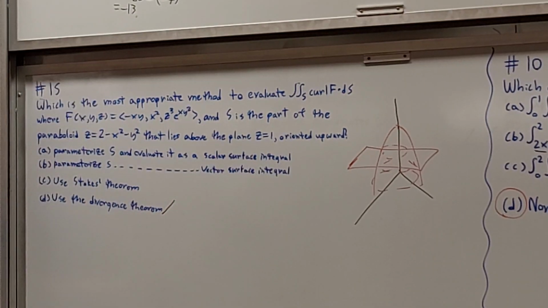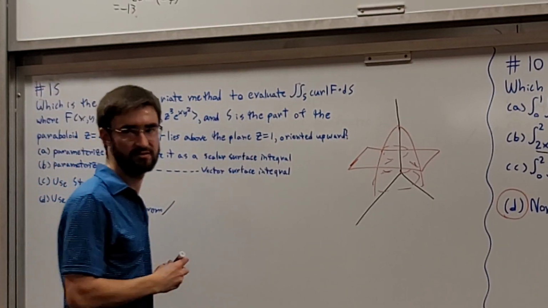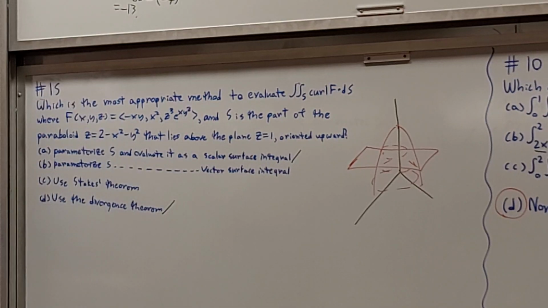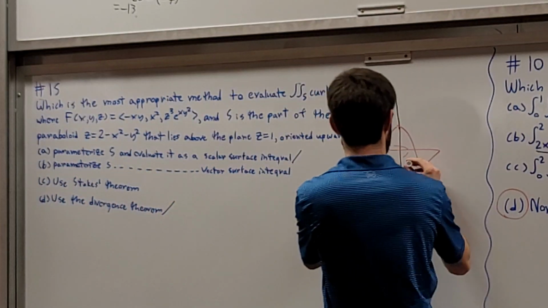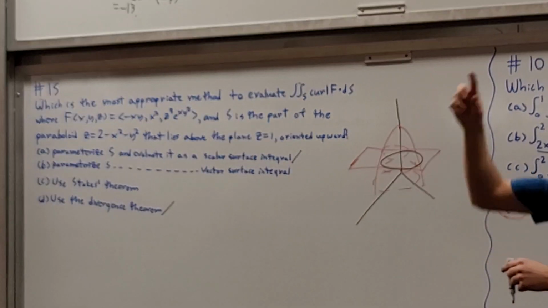So we have a vector, so we're not doing it as a scalar surface integral, that just doesn't even make any sense. But Stokes' theorem, however, we could use because we could just take the boundary of the intersection of those regions and take f dot dr.